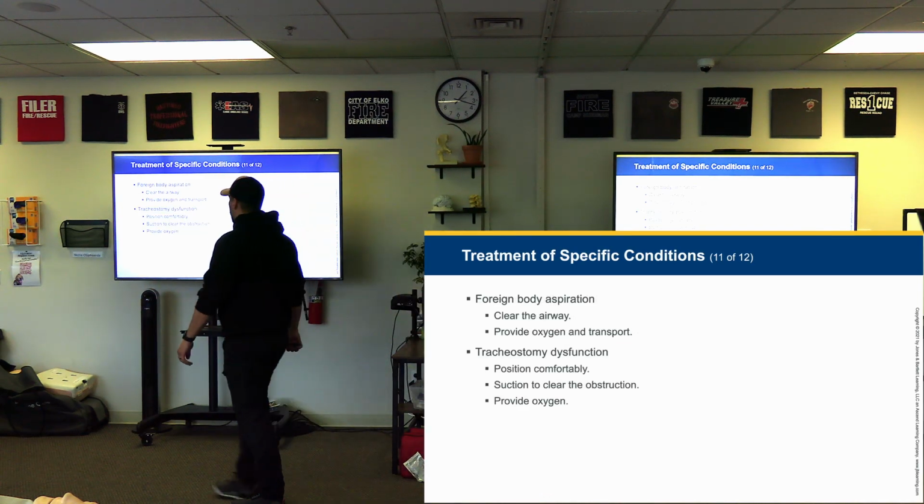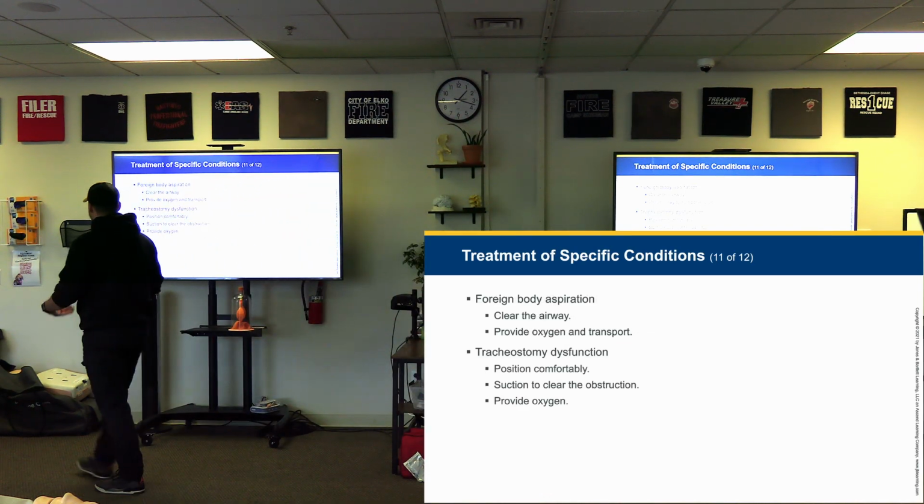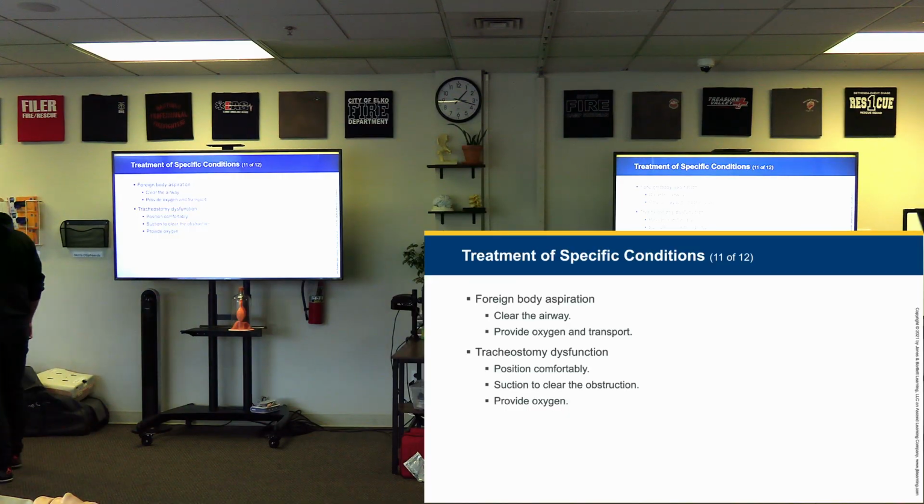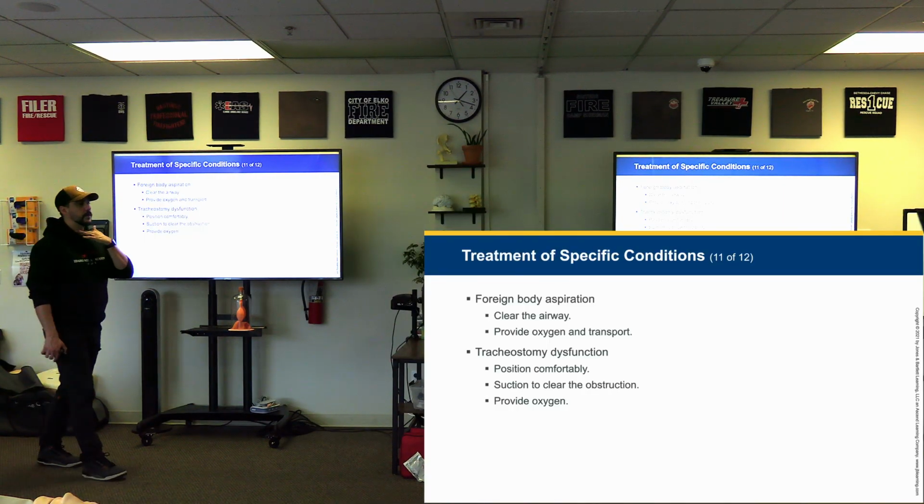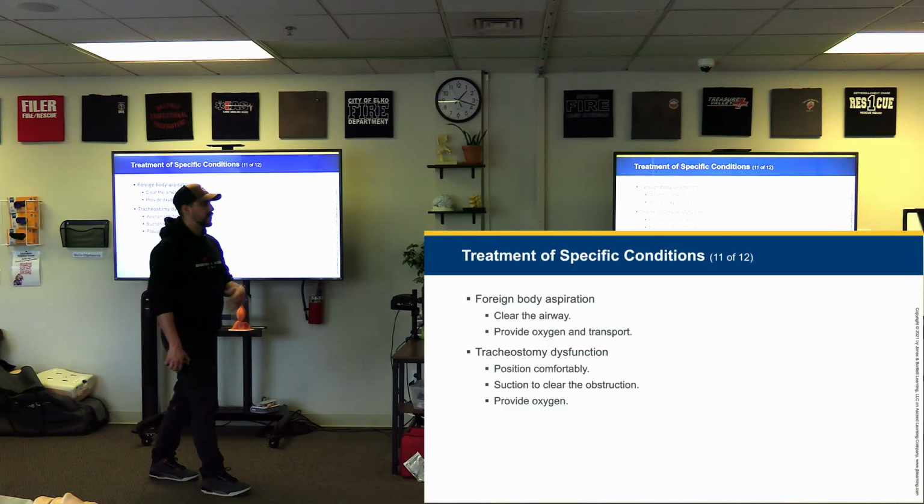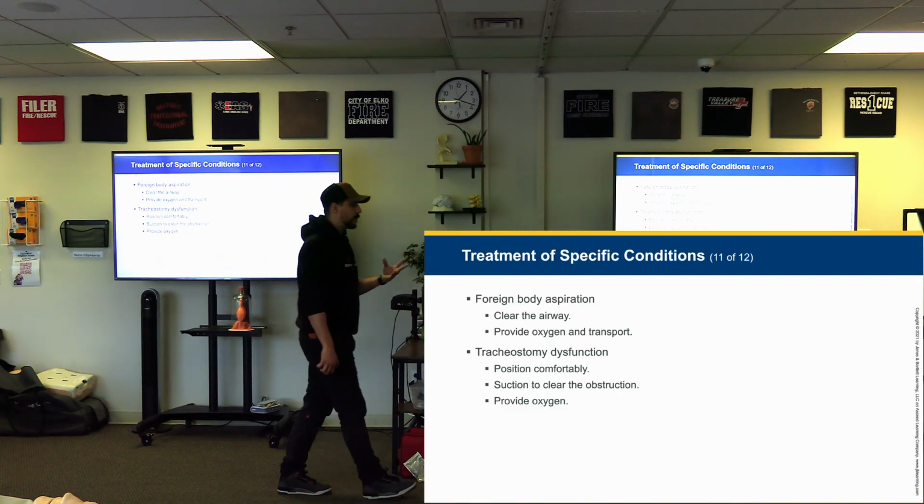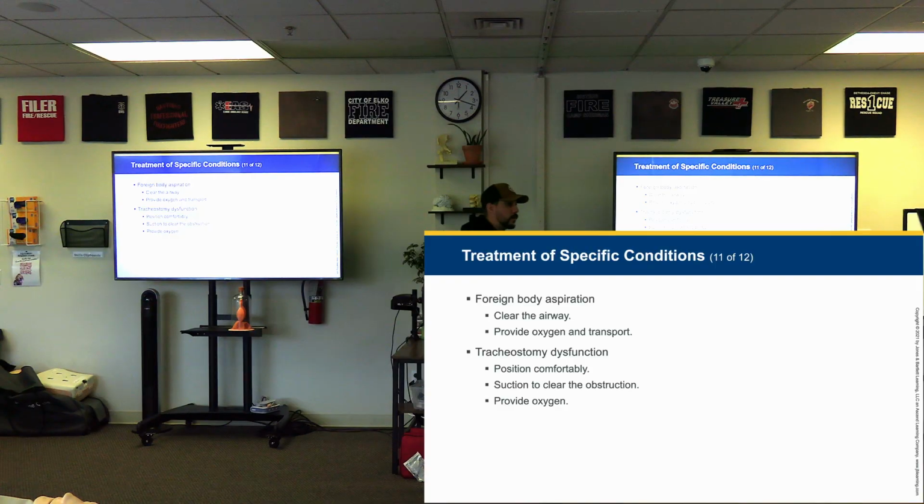For foreign body aspiration, they've breathed something in: clear the airway if they're choking, provide oxygen, transport. Tracheostomy dysfunction, so trach tubes, when people have that tube in their throat, connects the trachea straight through the skin, bypassing the nose and mouth. I've seen it before with things like throat cancer where they have to cut pieces of their vocal cords out. You're gonna see these a lot. These get kind of gross from time to time.